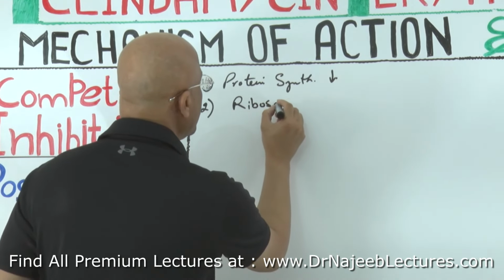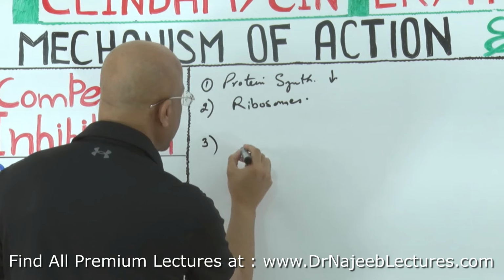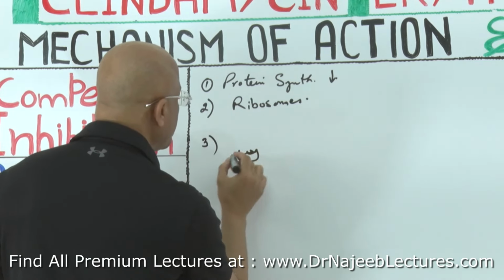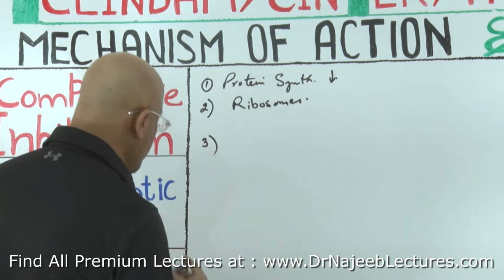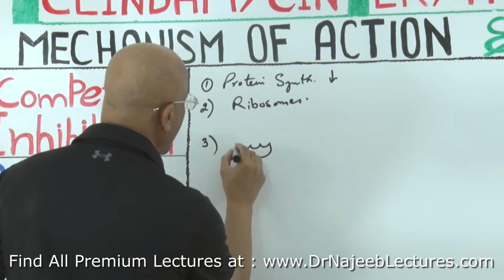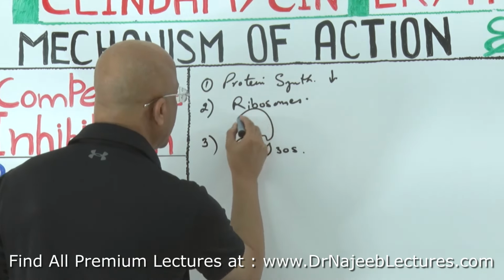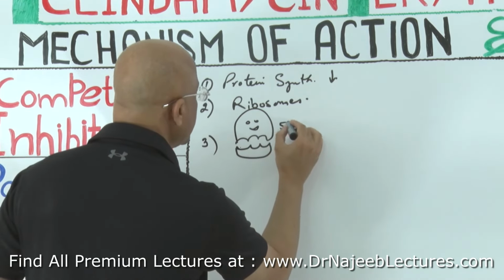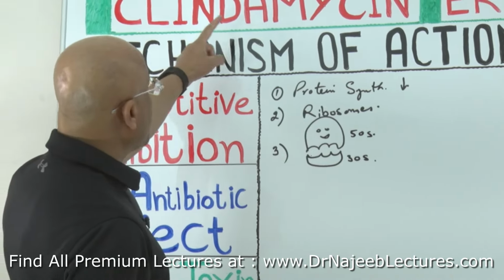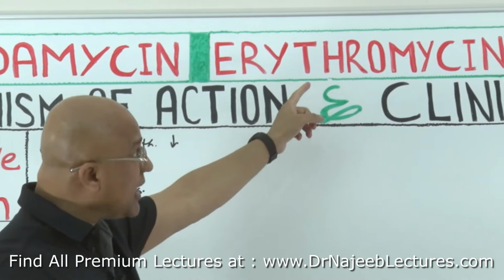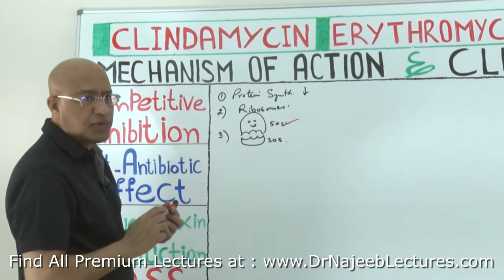They work on ribosomes. And as we have discussed in previous lectures, ribosomes basically have a smaller unit and a larger unit. Some of the antibiotics work on the smaller unit, which is called 30S, and some of the antibiotics mainly work on the larger unit, which is called 50S. Now, all three of them, clindamycin, erythromycin or macrolides, and chloramphenicol, work on the larger subunit, that is 50S.